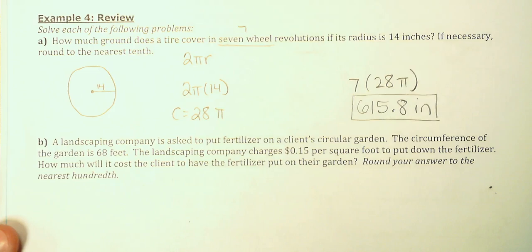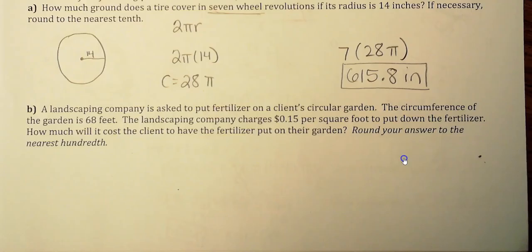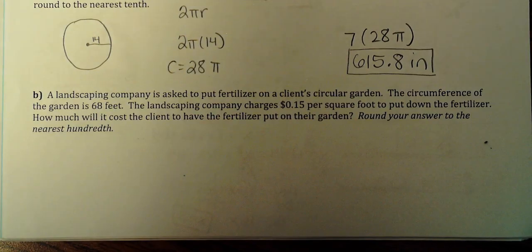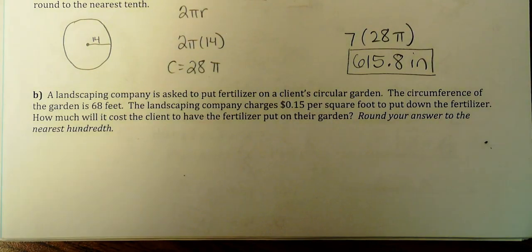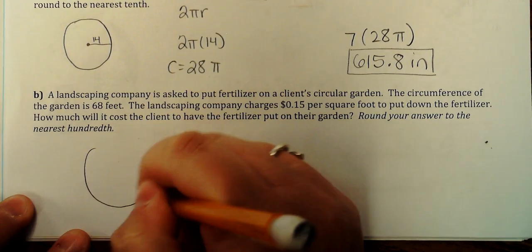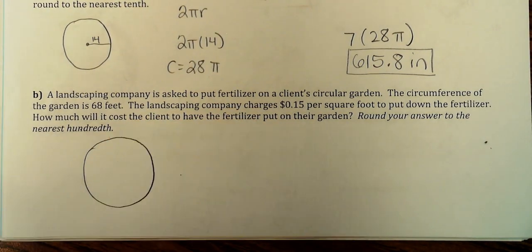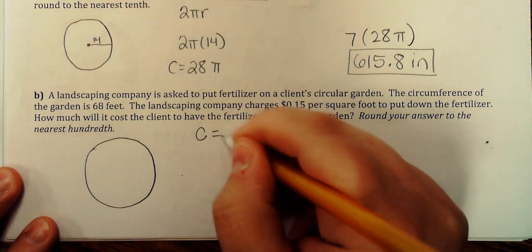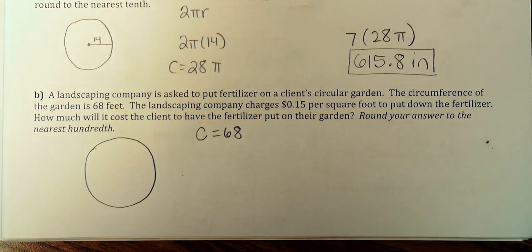It's not squared. Okay, and then the second question, a little word problem here, says a landscaping company is asked to put fertilizer on a client's circular garden. The circumference of the garden is 68. I'm just going to jot that down as I go. The landscaping company charges 15 cents per square foot to put down fertilizer. How much will it cost the client to have the fertilizer put on the ground?